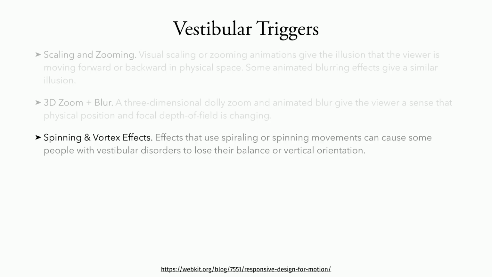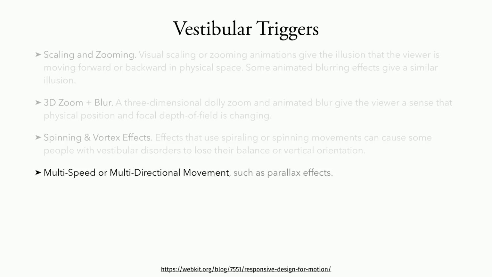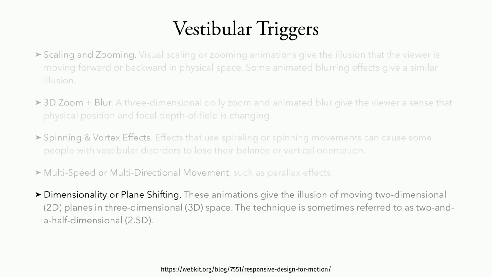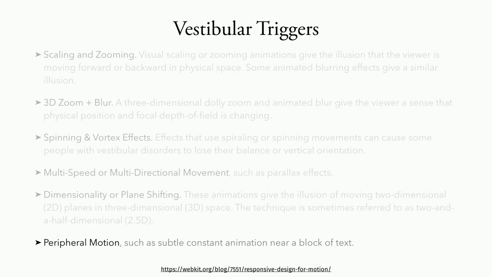And when it comes to UI animations, there are certain types of motion and animations that trigger these symptoms in users and that are specifically problematic. Some of these triggers are scaling and zooming effects, 3D zoom plus blur, spinning and vortex effects, multi-speed or multi-directional movement, parallax, dimensionality or plane shifting, and peripheral motion.